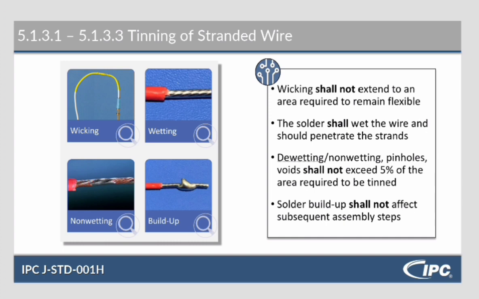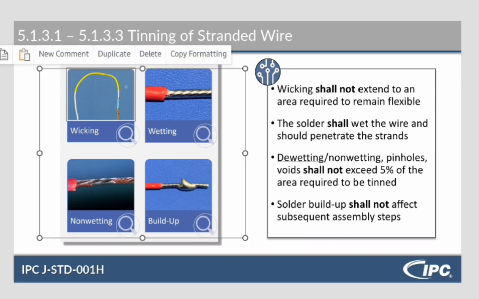Wicking. Wicking is when solder goes up underneath the insulation. It gets sucked in through the strands, goes underneath the insulation, and cools there. So basically you just have this piece of solid wire underneath here. That's not flexible, it's metal, it's not going to bend. Wicking shall not extend into an area that is required to remain flexible.